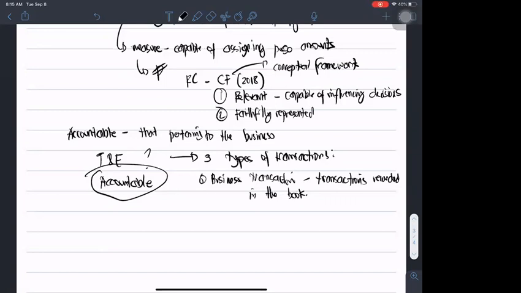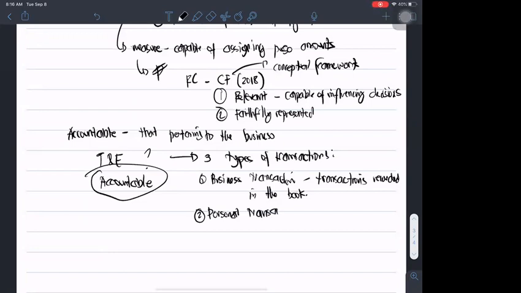So business transactions are transactions recorded in the book. Take note, we only say that the transaction is accountable if it pertains to the business. And what do we call this transaction that pertains to the business? Business transactions. Another type of transaction is a personal transaction.